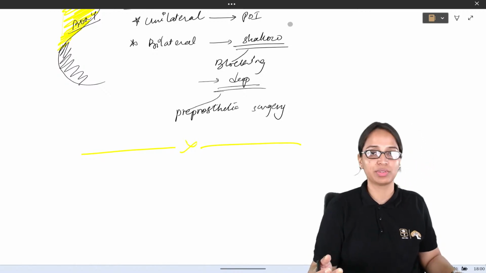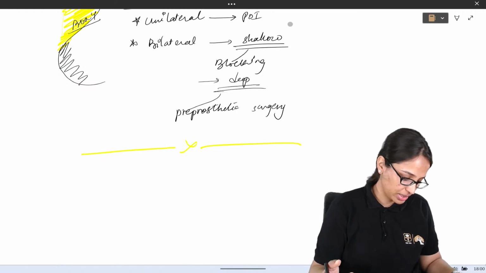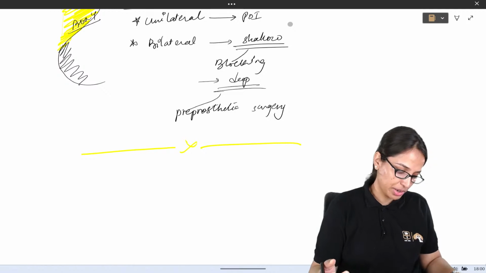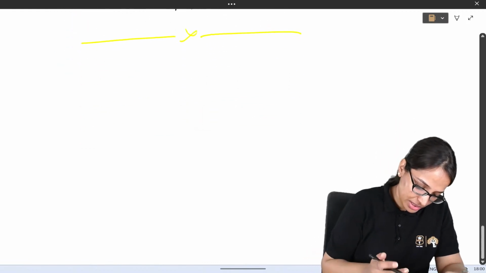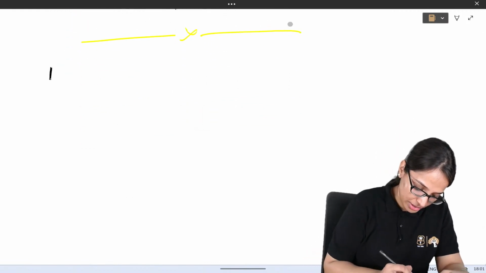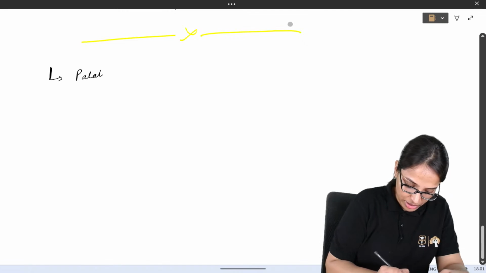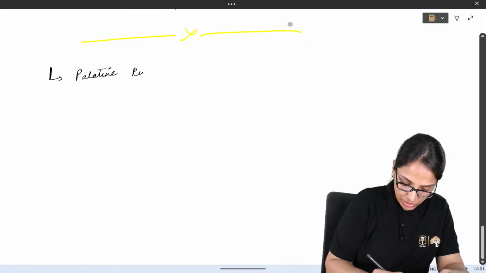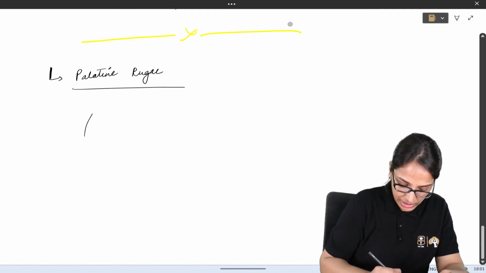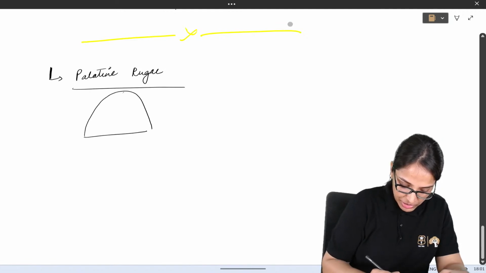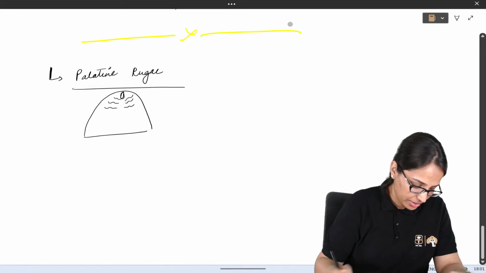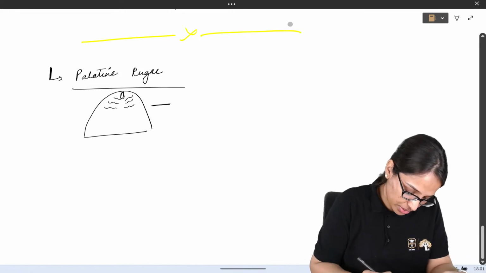Now some of our textbooks do mention maxillary tuberosity as well as palatine rugae as secondary supportive areas. Boucher's does not directly mention it, but we will still discuss these structures as a part of your anatomical structures. So the next structure that we are discussing is palatine rugae. All of you have seen palatine rugae in our patients. You have an incisive papilla here and you see anteriorly these folds of structures which are present. That is palatine rugae.